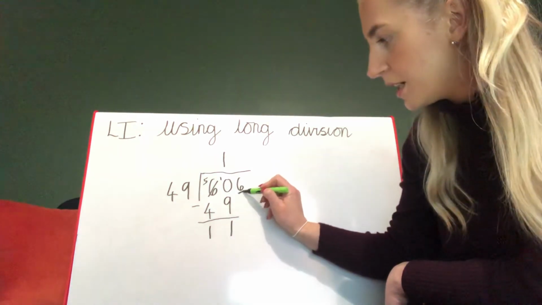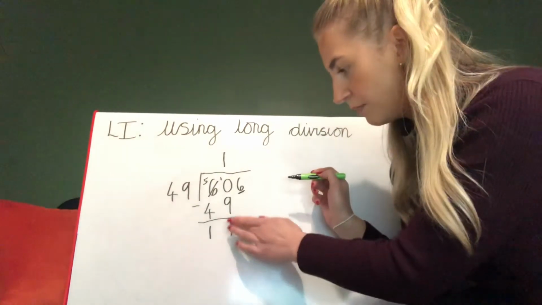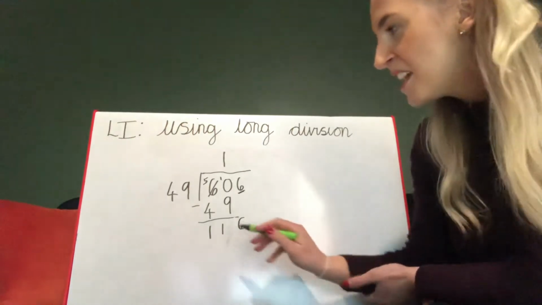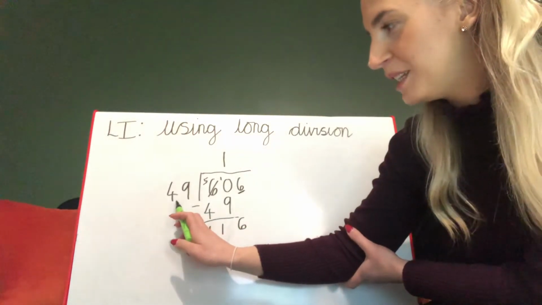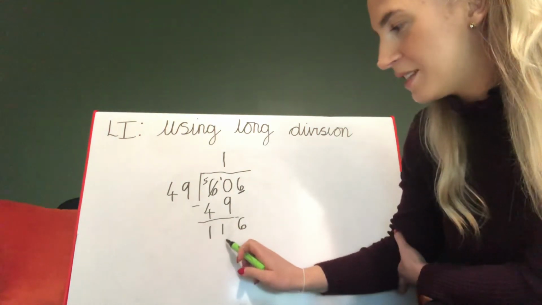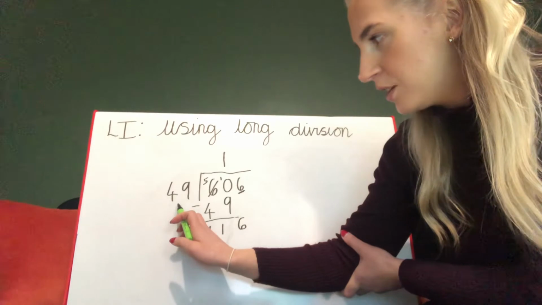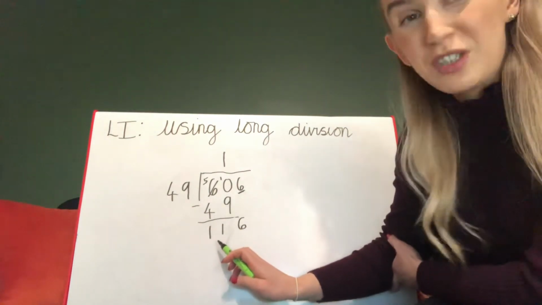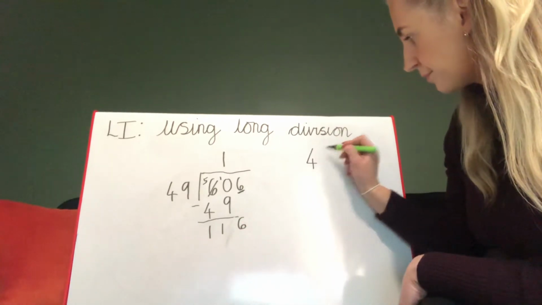Now we move over to our 6 and we pull him down and write him underneath there. And I'm just going to rewrite my 1 because it doesn't look very neat. So now we've got 116 and we're asking ourselves, how many times can 49 fit into 116? Now we know that 49 is very close to 50 and we know that double 50 is 100. So I'm going to try and say it'll fit in twice, but let's double check.